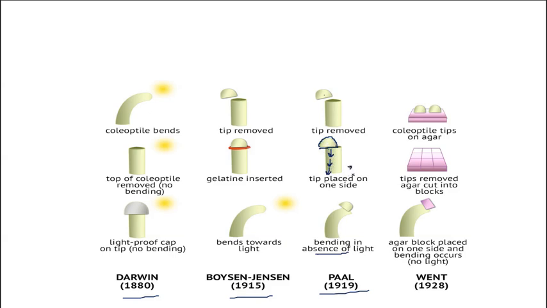Thus, the conclusion of this experiment is that some signal is produced at the tip which travels towards the growth zone and causes the shaded side to grow faster than the illuminated side.